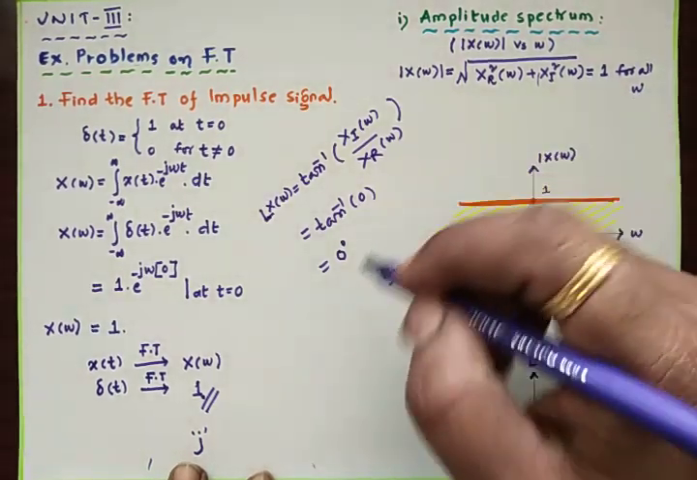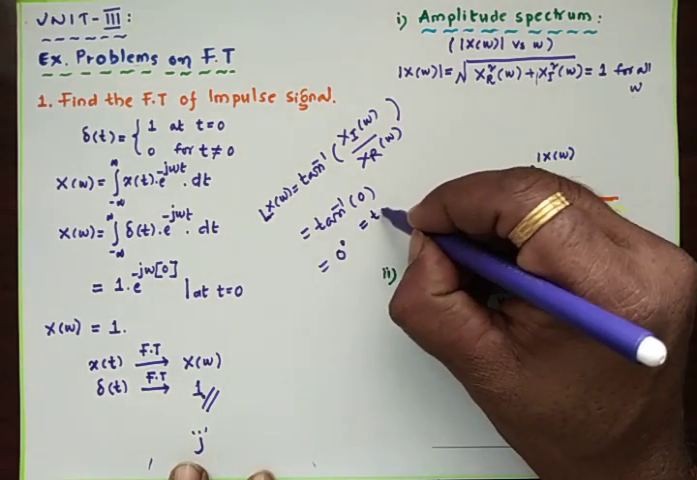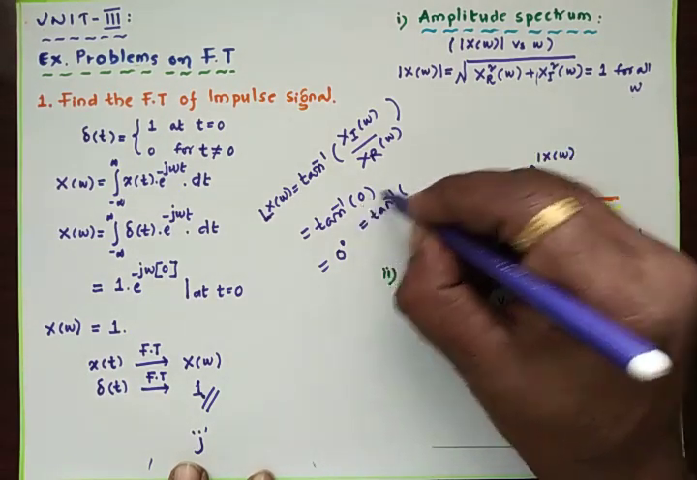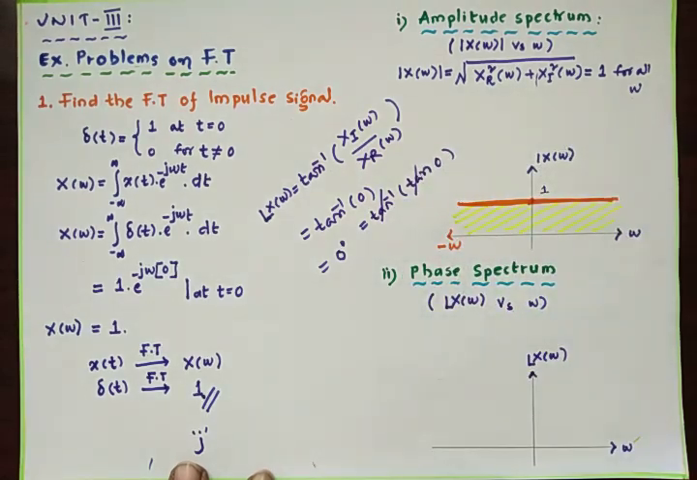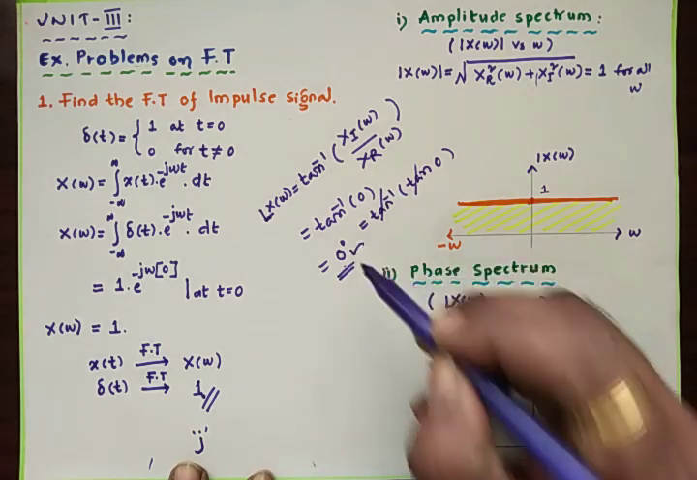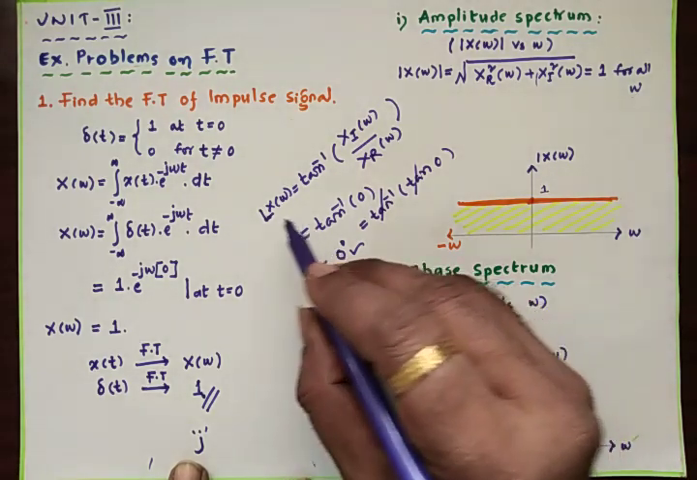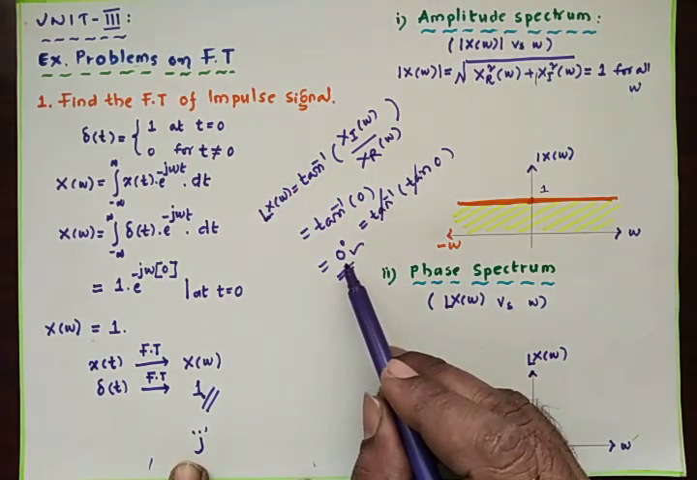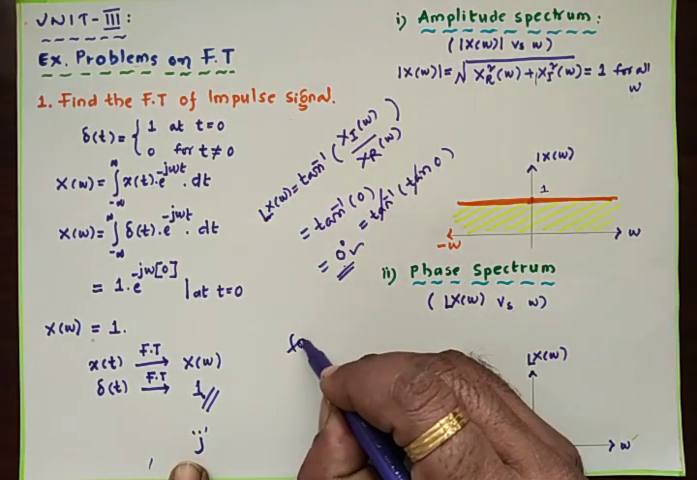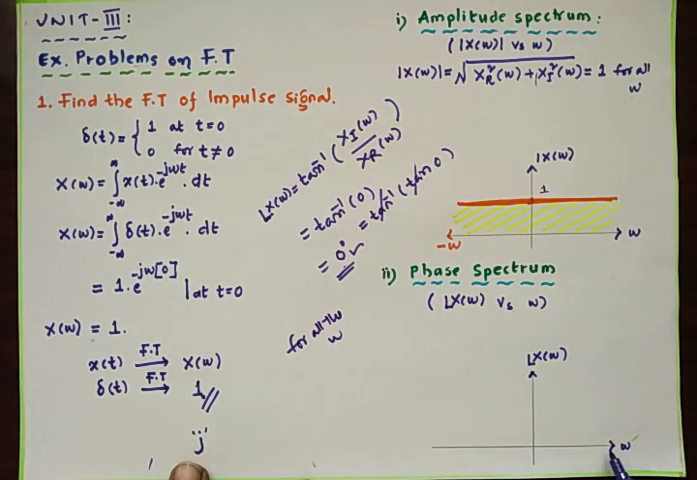Someone can ask, how will tan inverse of 0 be 0? You can write it as tan inverse of 0; I can write that as tan 0 also 0. Tan inverse and tan get cancelled, so I am left with 0 radians only. So now here it is 0 radians. That means the phase angle of the Fourier transform of the impulse signal is 0 for all values of omega. Whatever may be the value of omega, the phase angle is 0 only.